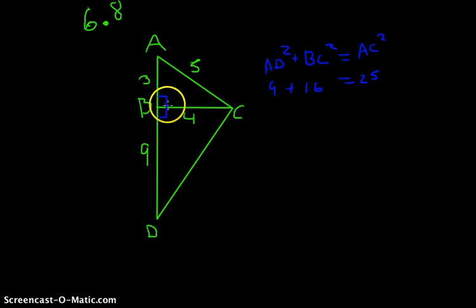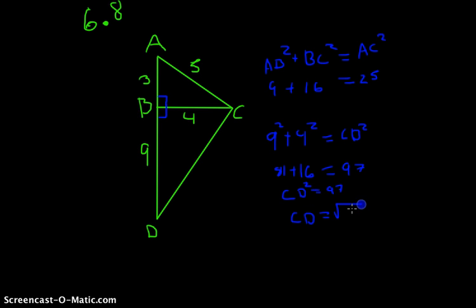So now that we know this is a right angle here, we can use the Pythagorean theorem on this triangle right here. So 9 squared plus 4 squared is equal to CD squared. So you get 81 plus 16, which is equal to 97. So CD squared is equal to 97, and so CD is equal to the square root of 97. And that's your answer right there.